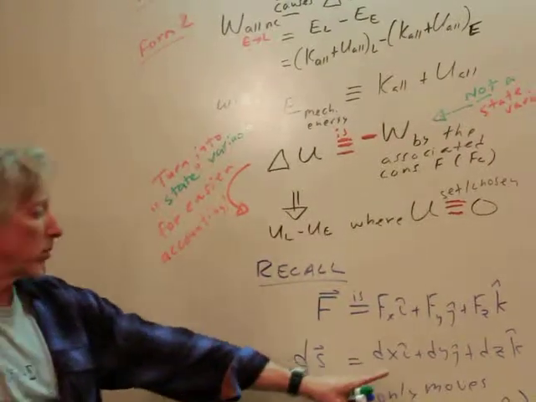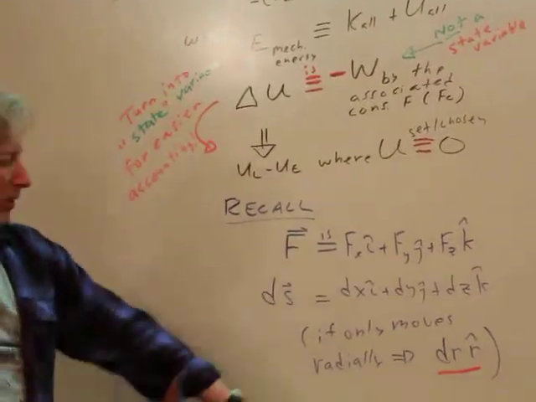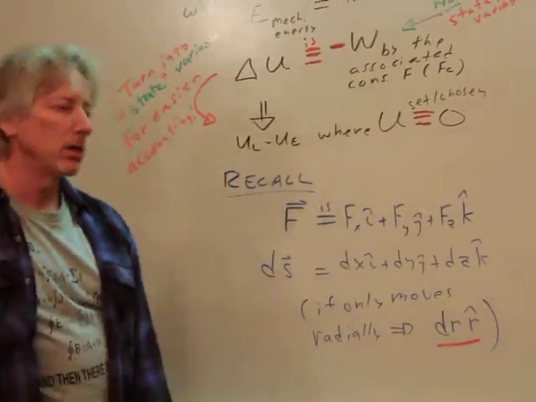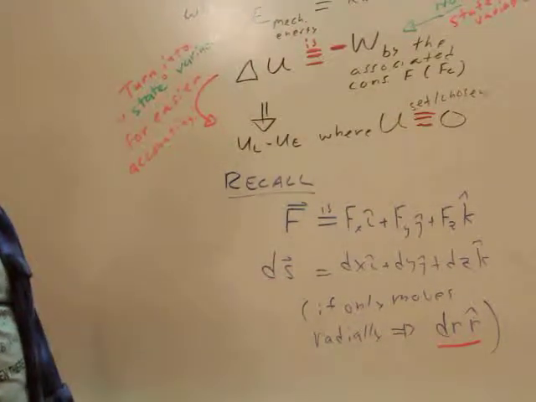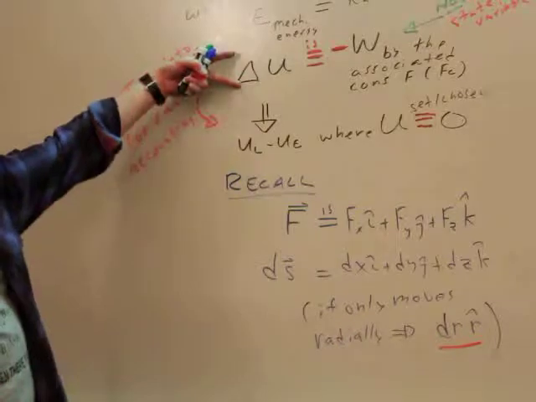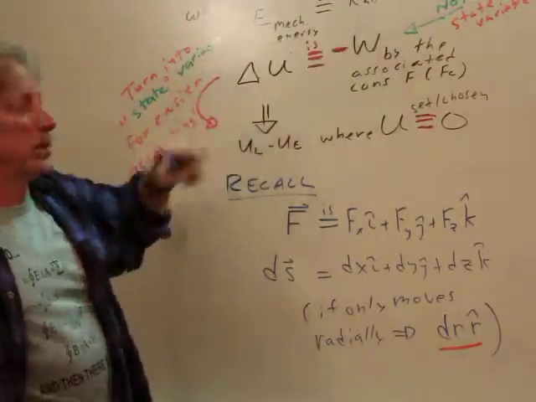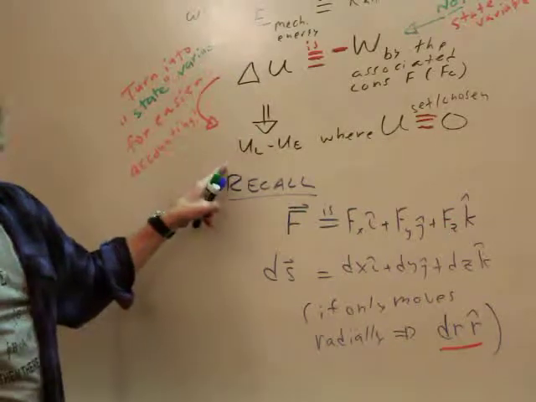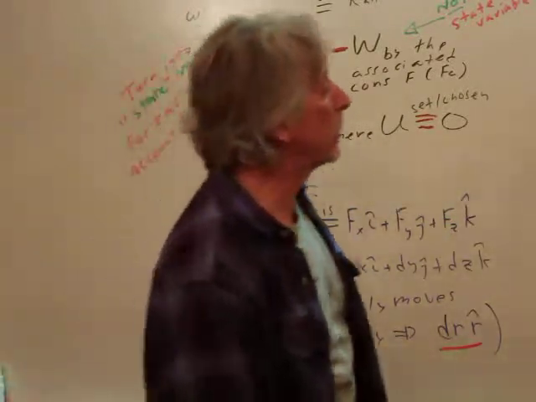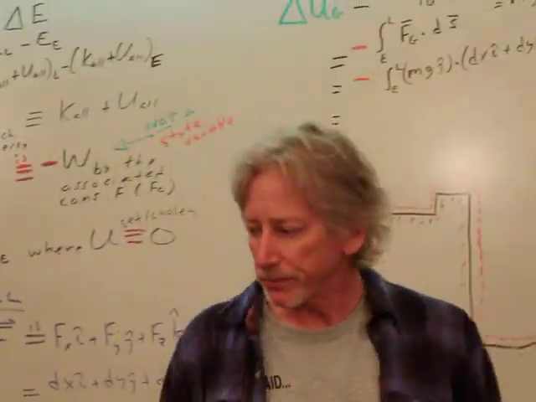And if it only moves radially, which we're not going to do right now, then it's dr r hat. So these are very useful things. Right? So we're going to turn a path function into a state function. Don't worry too much about that. Let's take a look at it. Okay, let's do gravity first.